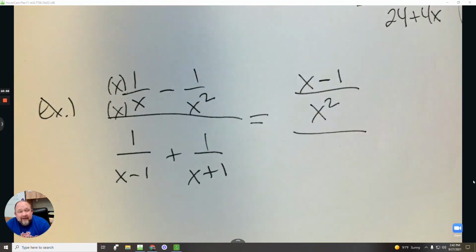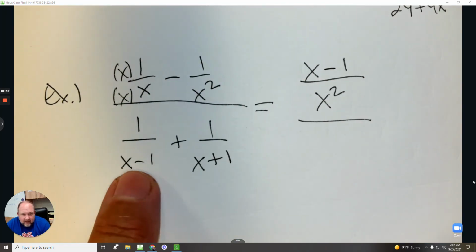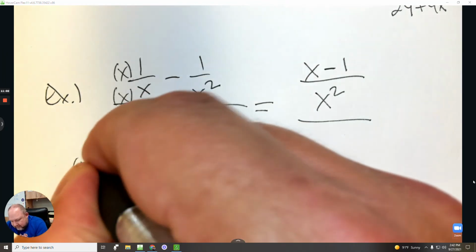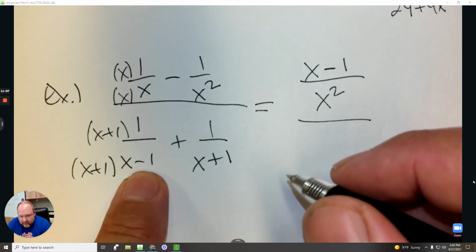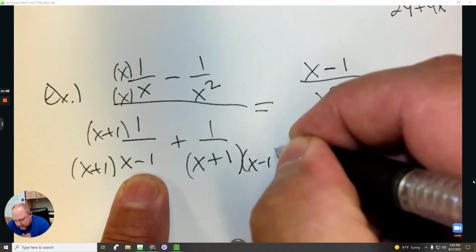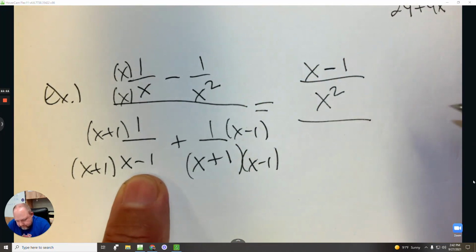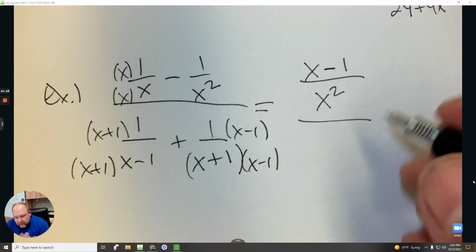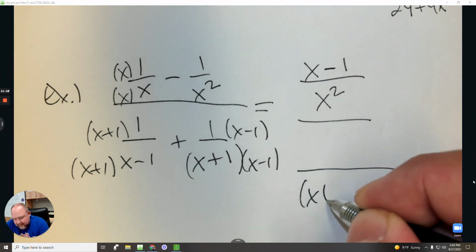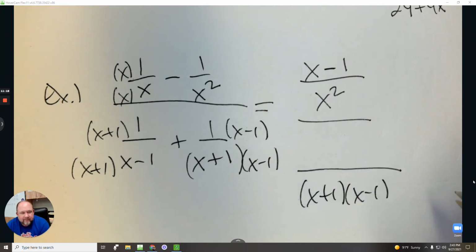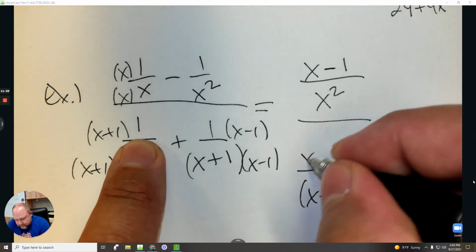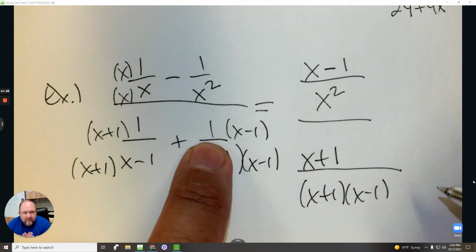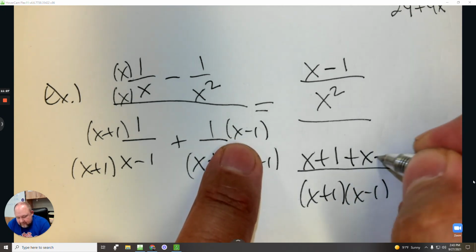The second one, I need common denominators. So it's not factorable, so I need to use the other denominator. So I'm going to use x plus 1, top and bottom. And then I'm going to use the other denominator, x subtract 1, top and bottom. So I have a common denominator of x plus 1, x minus 1. And then x plus 1 times 1. And then 1 times x minus 1. And then I'm going to combine these together.